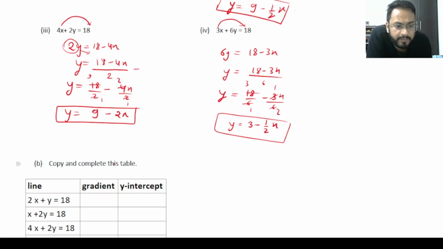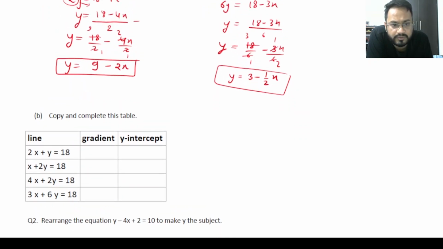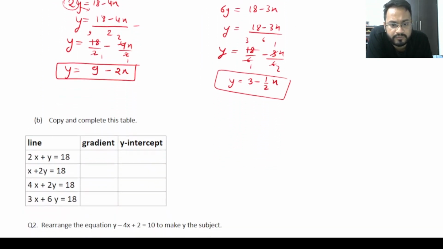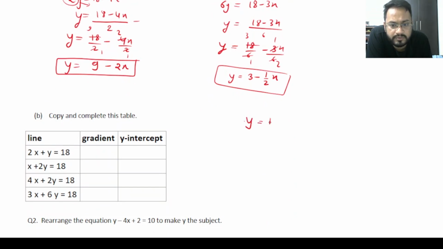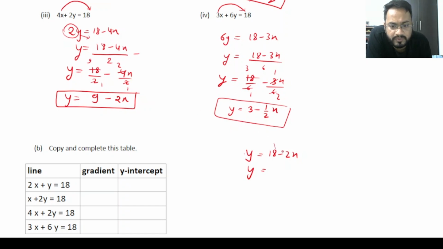Now in the B part, copy and complete the table. So here we need to complete the table. How will we complete the table? If we know all 4 equations, I will write them here. The first equation was y is equal to 18 minus 2x. The second equation was 9 minus 1 by 2 x. The third equation was 9 minus 2x, and the fourth equation was 3 minus 1 by 2x, right?